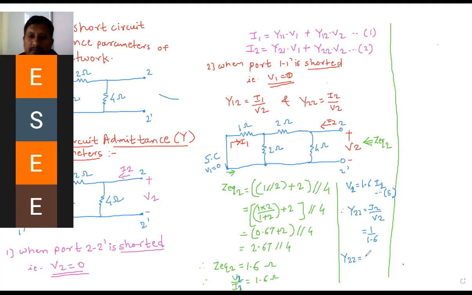0.625. बरोबर आहे? Yes. 2.625 more. So this is the answer of Y22. Y11 आणि Y22 find out करायला सोपं आहे बघा.